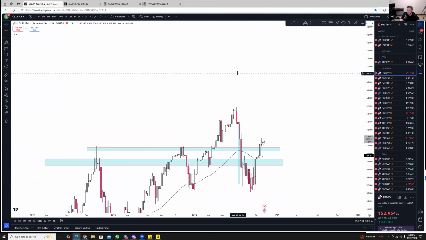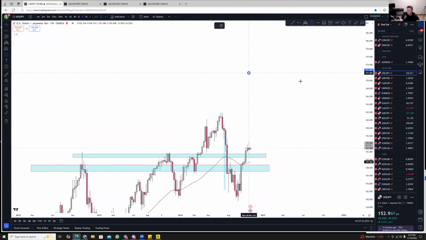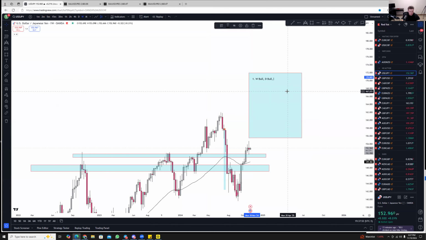So let's get our box up again from the beginning. Step one. Weekly, bull, daily, bull, 4 hour, bull, which equals 30%.